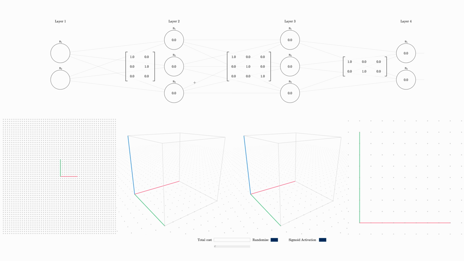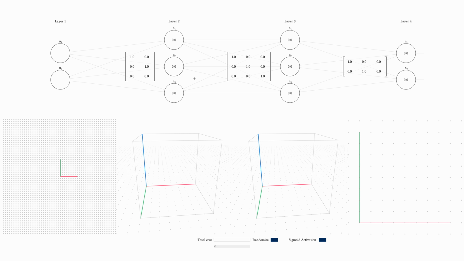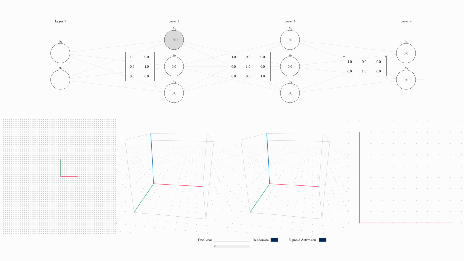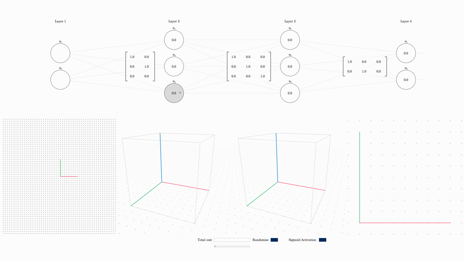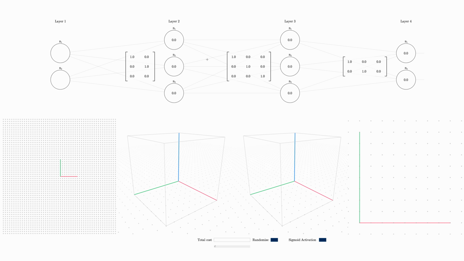What about biases? Well, since layer 2 has 3 neurons, it will also have 3 biases, and each of the bias values is represented within the neuron here. That's how I decided to do it. As you can see, the value is 0 for the biases.